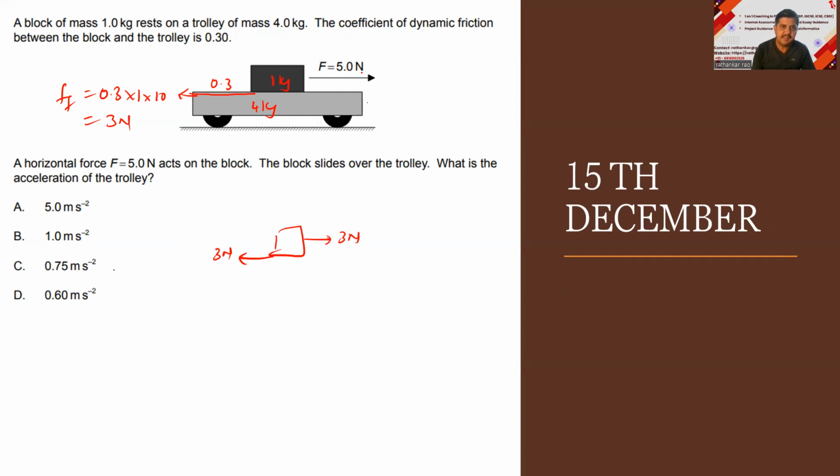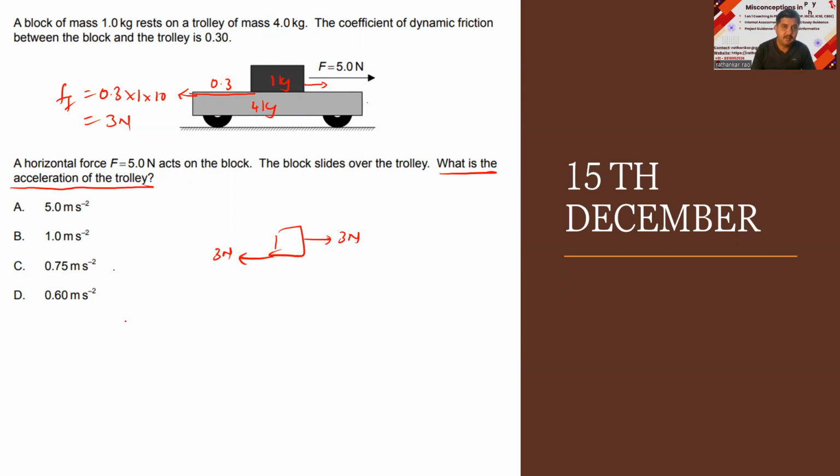Since the total force applied is 5 Newton, you applied an extra force of 2 Newton, so what do you expect? That this 1 kg object will now start sliding like this and move away. Now, the question here is not what is the acceleration of this object. The question here is, what is the acceleration of the trolley? Read the question once again.